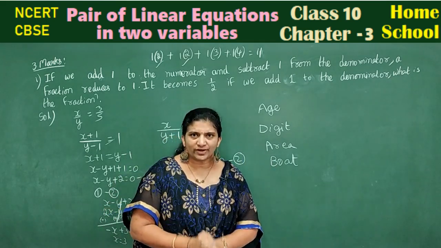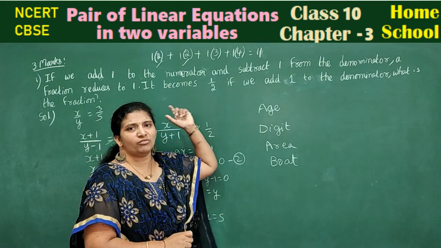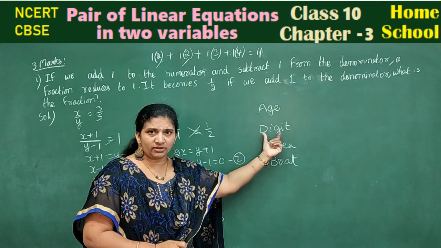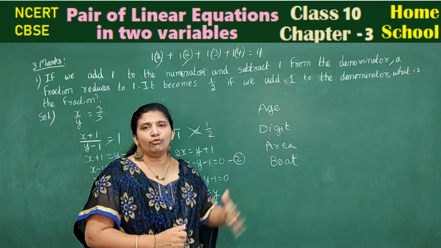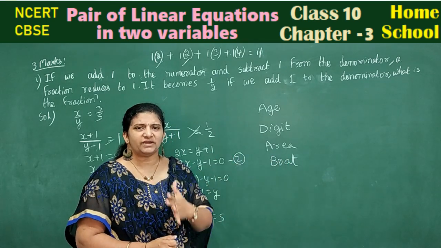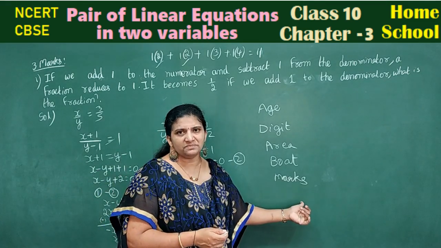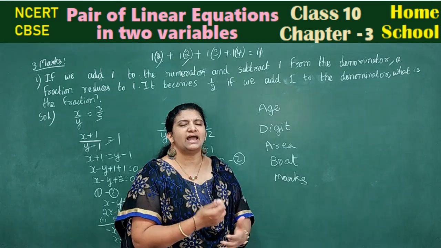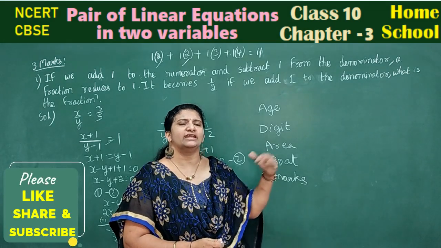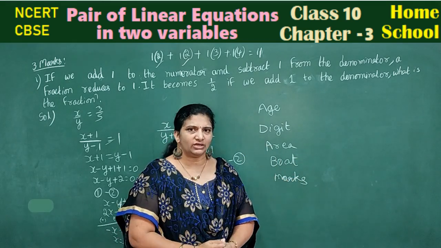So coming to 3 marks, you have a chance of being asked either in the form of a fraction, or an age problem, or a digit problem, or area, or boat, or a train or a bus, traveled distance, speed, and so on. And another variety of problem, income or a salary. Prasad's salary is 3 times more than Geeta's salary. Like this, they may give you any other questions.